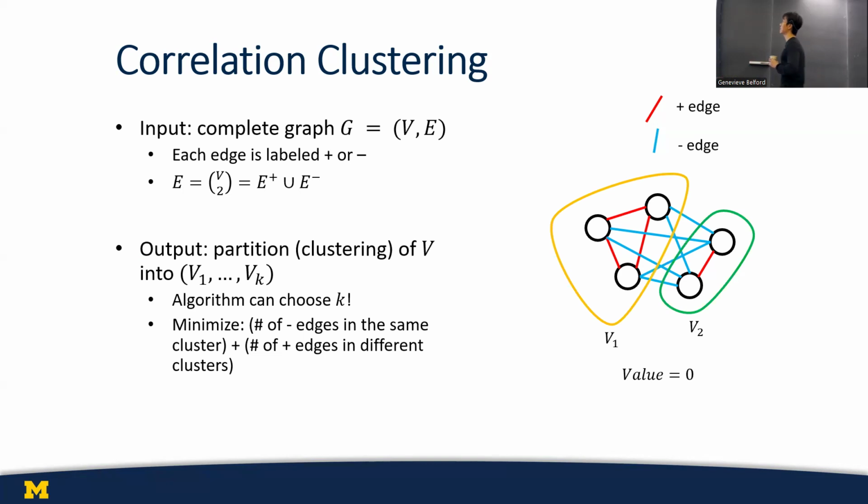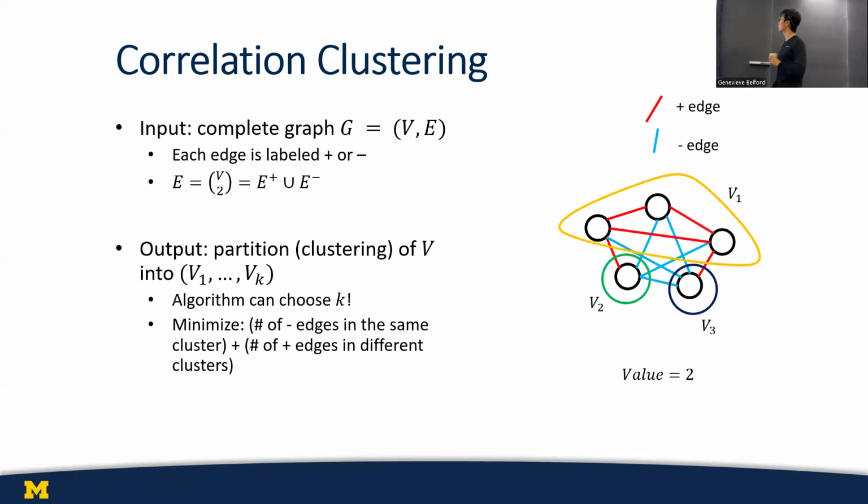One can see that this solution is a perfect solution, because every intra-cluster edge is a plus edge, a good edge, and every inter-cluster edge is a minus edge. We are making no mistakes, so the objective function is 0. If you look at this other solution, we are violating 2 plus edges, so the objective function is 2. We are simply trying to minimize the number of mistakes.